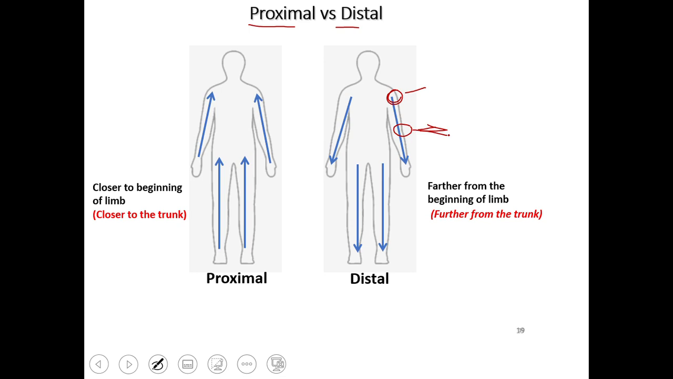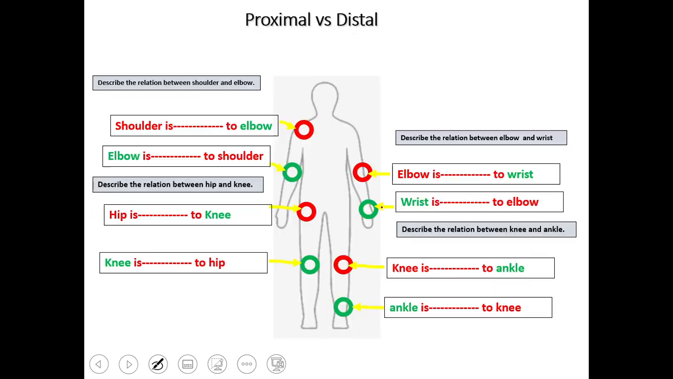How about the relation between your ankle and knee joint? Which one is distal? Which one is away from the trunk? Of course, the ankle joint is distal to the knee joint. Let's go ahead and practice here.